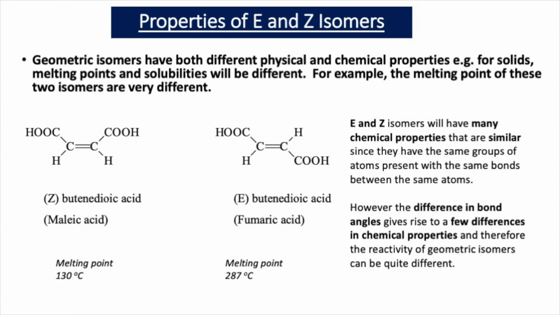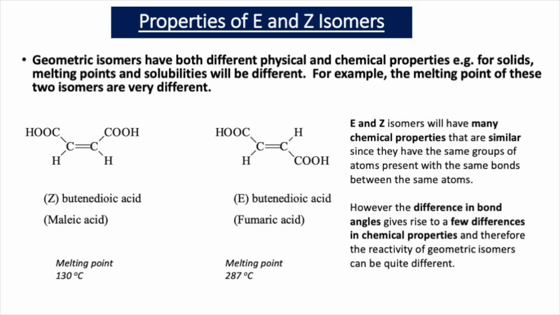Now, in our previous video, we learnt that geometric or E and Z isomers have very different physical properties. Their boiling points, melting points, solubilities will be different due to the fact that they have different bond angles and different shapes. When molecules have different shapes, they fit together differently, and therefore different amounts of energy would be needed to pull the molecules apart. That's why they have different boiling points and melting points.